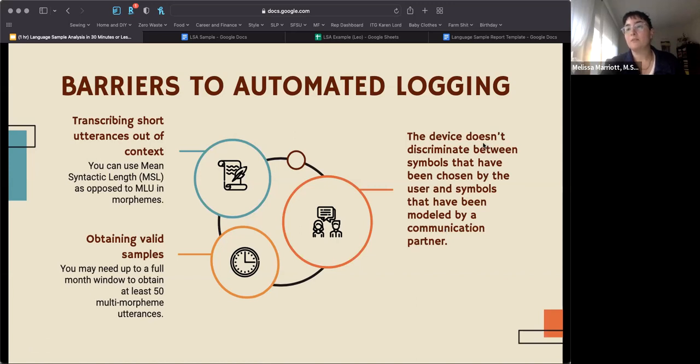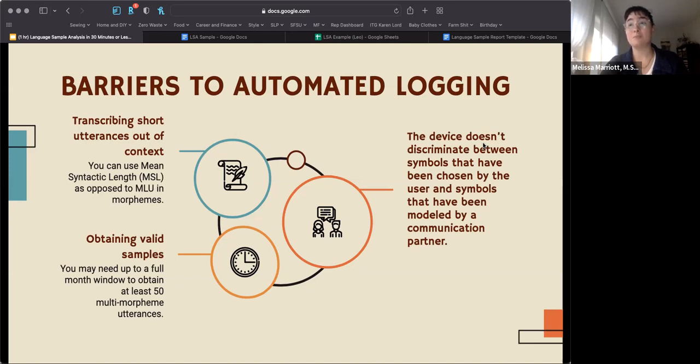And then AAC devices, and this I think is one of the more important barriers to consider. It doesn't distinguish between multiple users of that device. So if you're going to use automated data logging, it's important to be really intentional about when you turn that feature on to log the keystrokes and when you keep it off, and be sure that nobody is modeling for a student during that time.